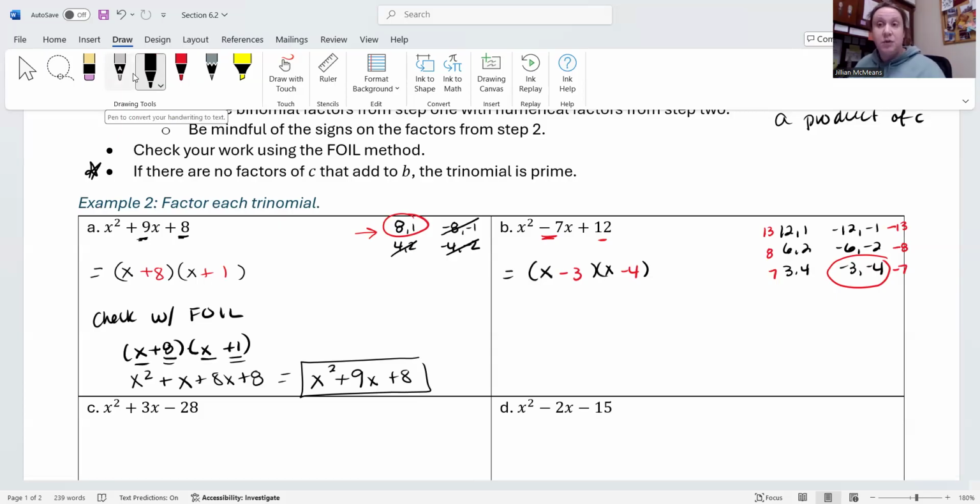It's going to be the same because multiplication is what we call commutative. It means we can rearrange multiplication. It doesn't change anything. However, the sign in front of the factor matters. These both need to be negative. So x minus 3, x minus 4.